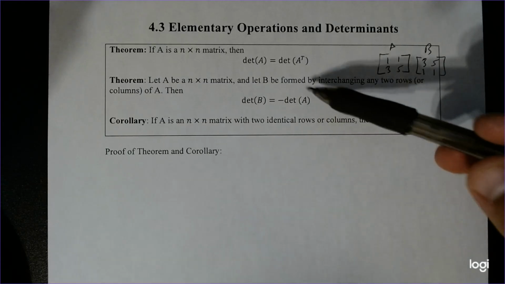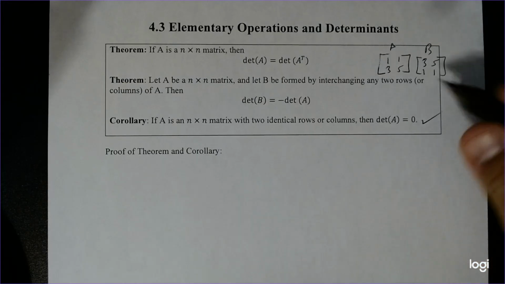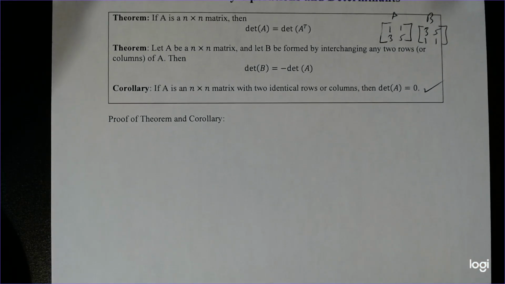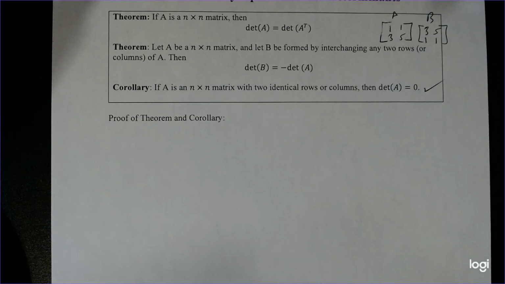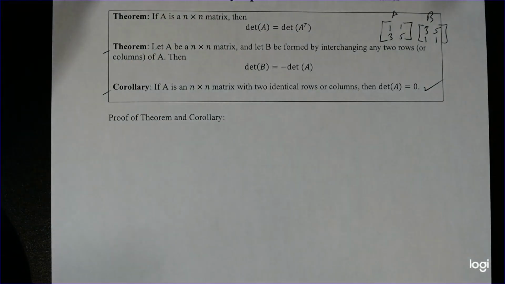Because of this, we have this corollary: if A is an n by n matrix with two identical rows or columns, then the determinant equals 0. That's a good one to know by heart going forward, when we need to find the determinant for other purposes, like for the eigenvalues and all that. But like I said, very theory heavy. So we're going to prove this theorem and its corollary respectively.